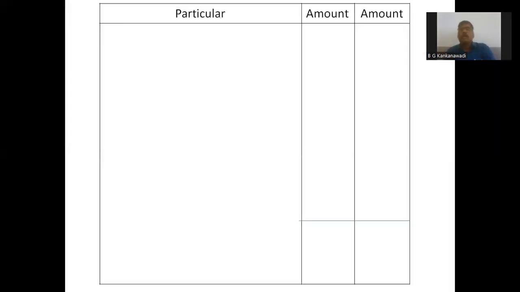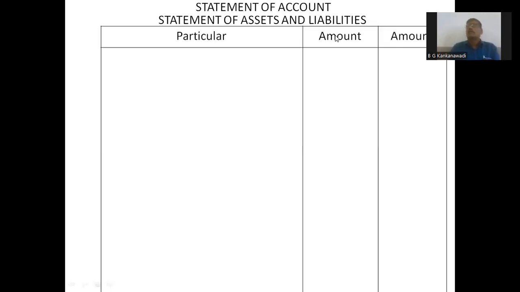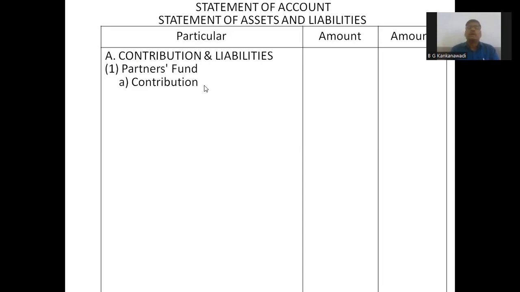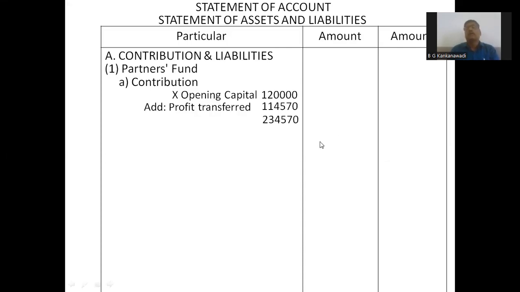This is the income statement. Next is the balance sheet statement. In the balance sheet statement, assets and liabilities. Again, you have to draw a particular format in 3 amount columns. First is contribution liabilities. Under that, partners' fund. First, the contribution of A. A's capital is 1,20,000. Add interest on capital, salary, and the share of profit. Only profit you add.